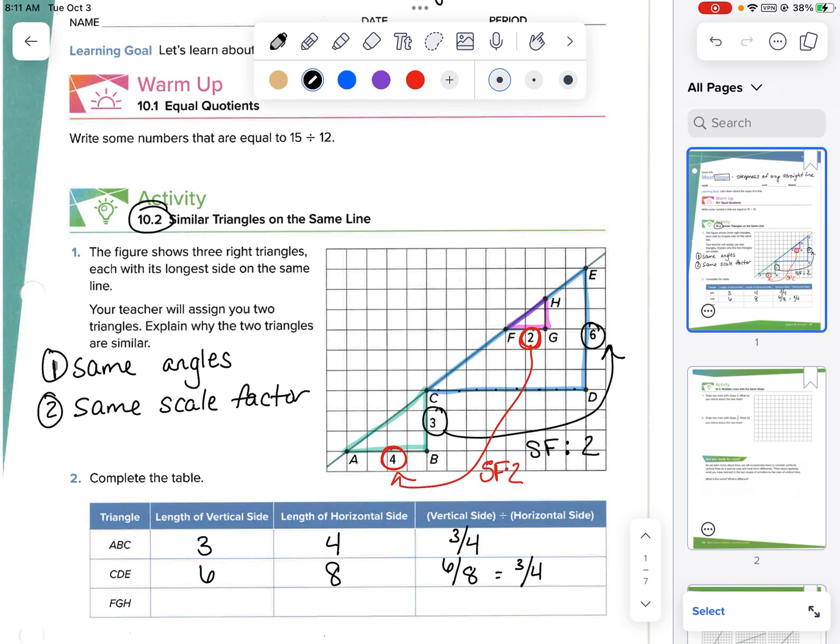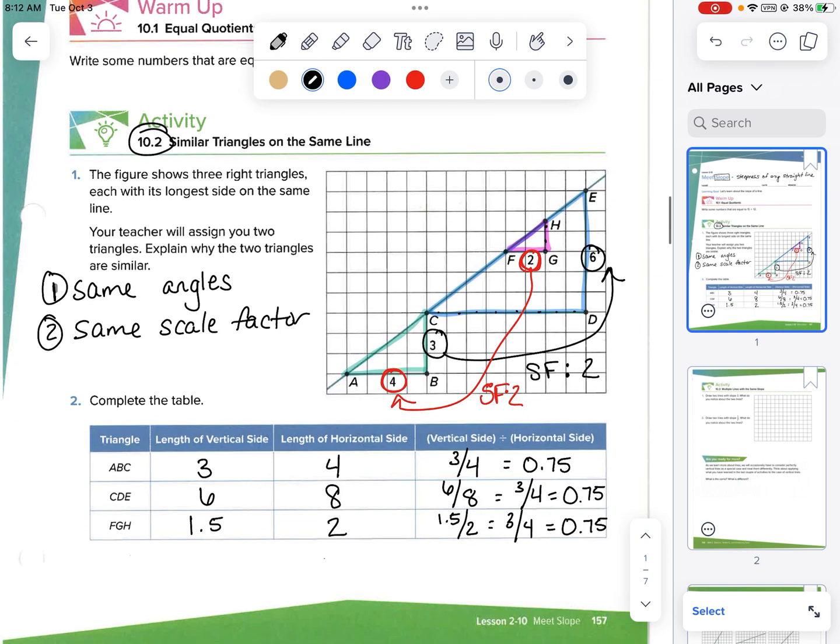Our last one, we don't have our vertical length, so we'll have to count that. So we have 1.5. And then our horizontal length, they told us, was 2. And 1.5 over 2 actually becomes 3 over 4 as well. And if we want to double check that all of these things are the same, we can do those problems as division. So 3 divided by 4 is 0.75. 6 divided by 8 is 0.75. And 1.5 divided by 2 is also 0.75.